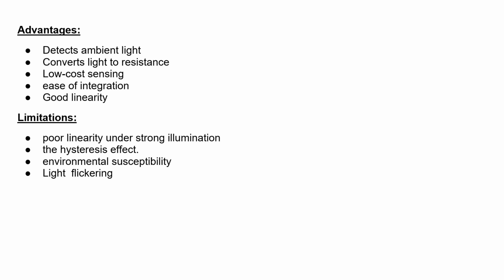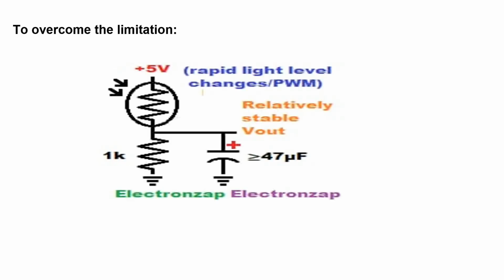etc. But we have one idea to overcome the light flickering, which is to connect a capacitor in parallel with the fixed value resistor in your LDR voltage divider circuit. A larger capacitor value will provide more smoothing but will also increase the circuit's response time.